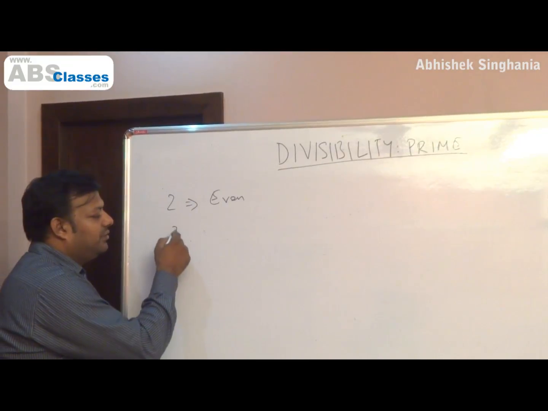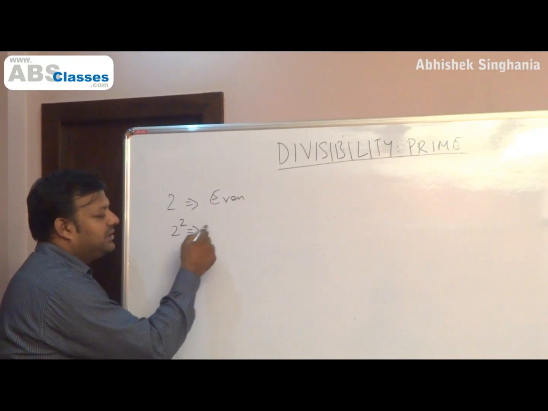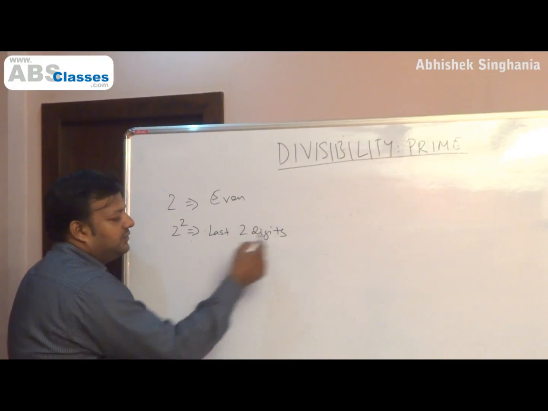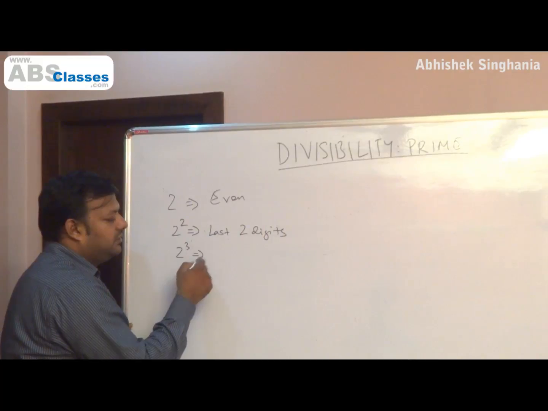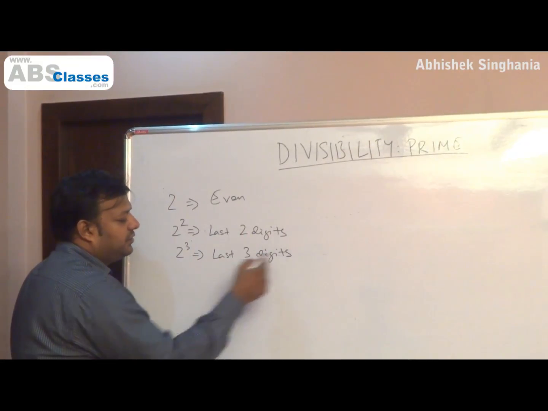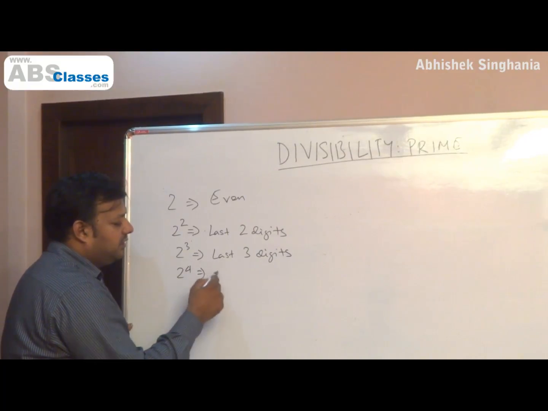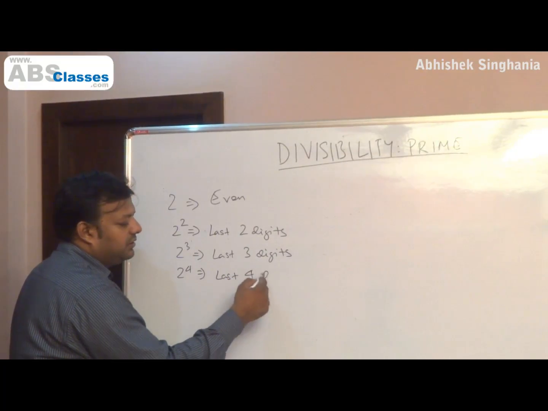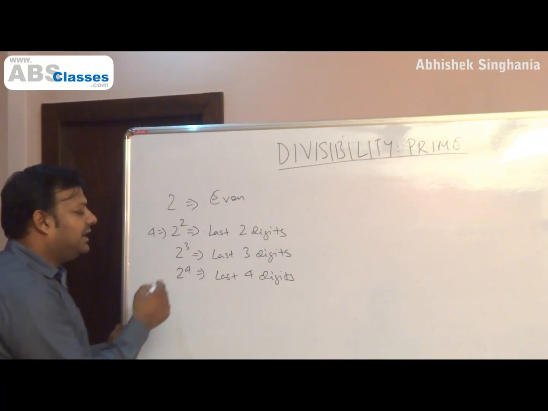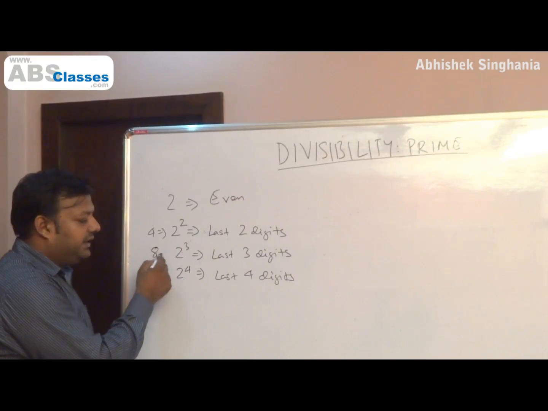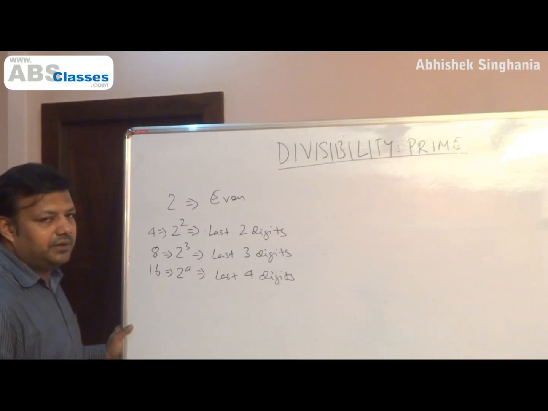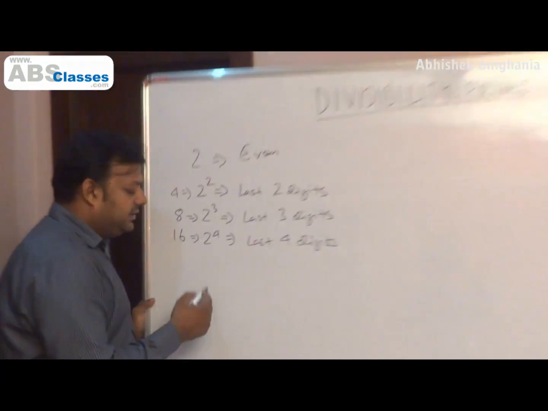So the same logic will hold true for 2 square, which means the last 2 digits. For 2 cube, last 3 digits. For 2 to the power 4, last 4 digits, and so on. Which means if I have to check for 4, I just need to check the last 2 digits. If I have to check for 8, last 3 digits. If I have to check for 16, last 4 digits, and so on. Right? Now let's go to 3.